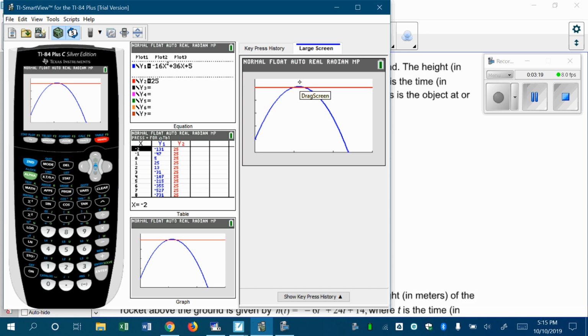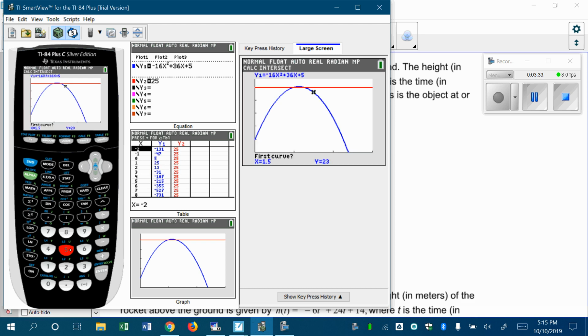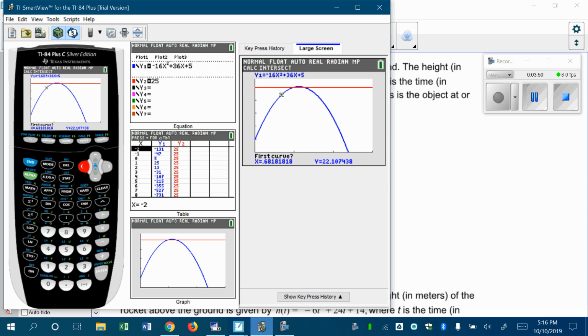And so I'm not really sure, just looking at that and tracing, that's not going to be adequate. So on the trace key, if you hit the second button and then trace, you're in a menu called calculate. What we want to do is use the intersect tool, item number 5. So I just hit a 5. Now the calculator is going to have a conversation with you. It's asking questions at the bottom of the screen. Right now it's asking me, is this blue curve that the little cursor is on the first curve I want to intersect? And in fact it is, so I'm going to hit enter.